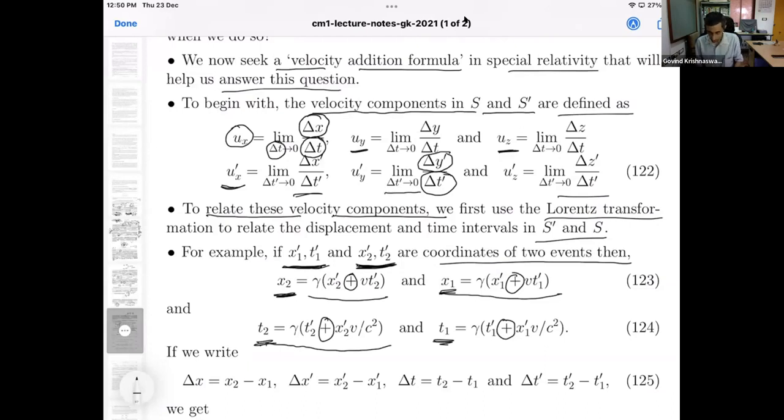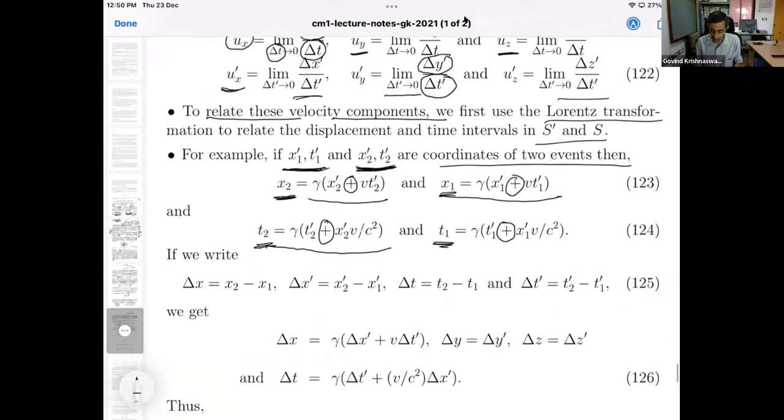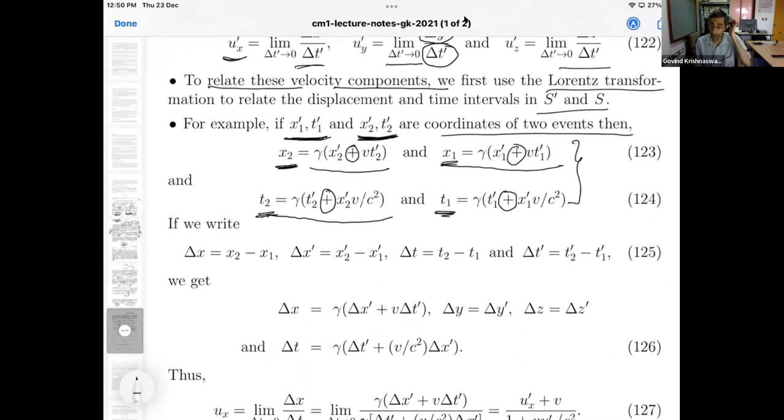Okay, but the upshot is that we can find the coordinates of those two events in the unprimed frame. Having found the coordinates, we can define the separations. The spatial distance between the two is delta x, x2 minus x1. Delta x prime is x2 prime minus x1 prime. Delta t is t2 minus t1, and delta t prime is t2 prime minus t1 prime. Okay, so I hope you are with me. Any question?